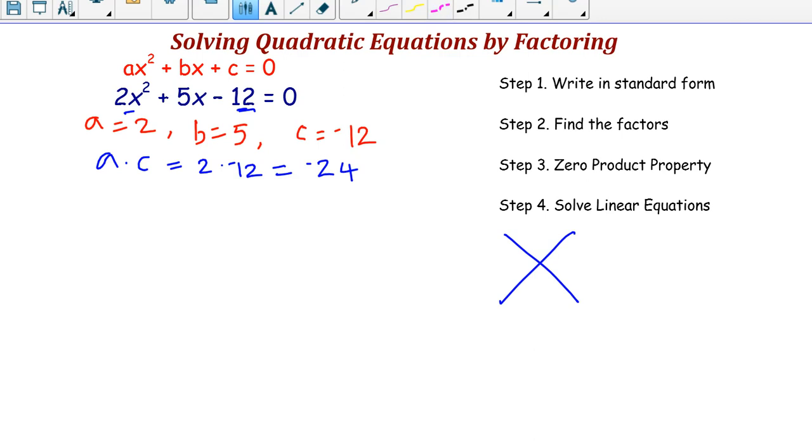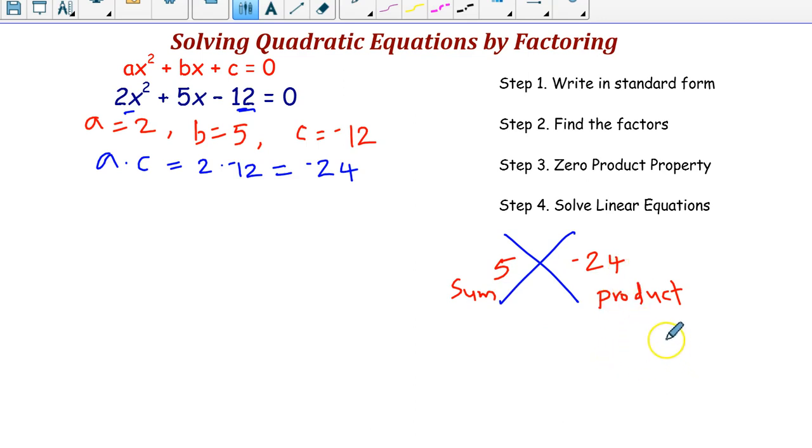Okay, so where do you write your sum? The sum goes here, that is 5. The sum of two numbers is 5 and the product is negative 24. That is the product. Okay, so look for two numbers. The first number goes here and the second number there. Two numbers whose product is negative 24 and whose sum should give you 5.